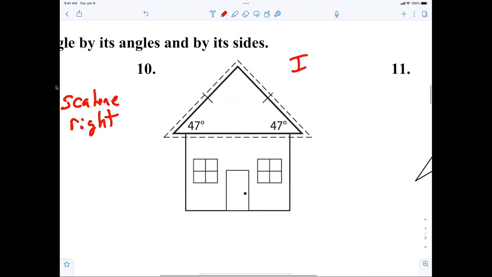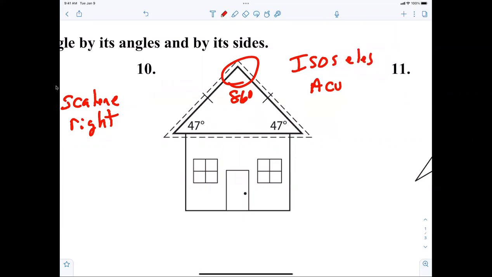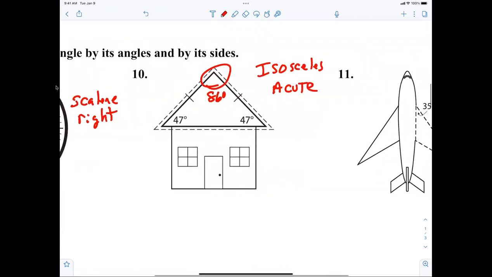Definitely isosceles. Thank you very much. Yes, but how do we know what this angle is? Calculate that for me, though. Yeah, I'm agreeing with you. So you're correct. It's isosceles. And acute. Isosceles acute. Very good. All right, number 11.